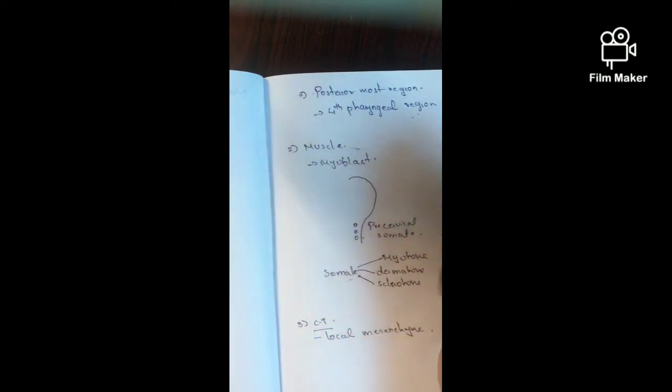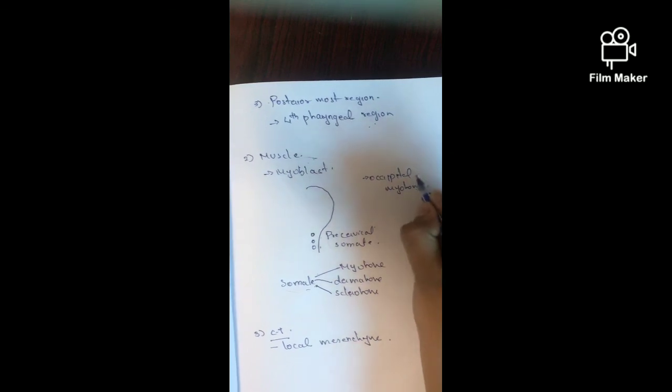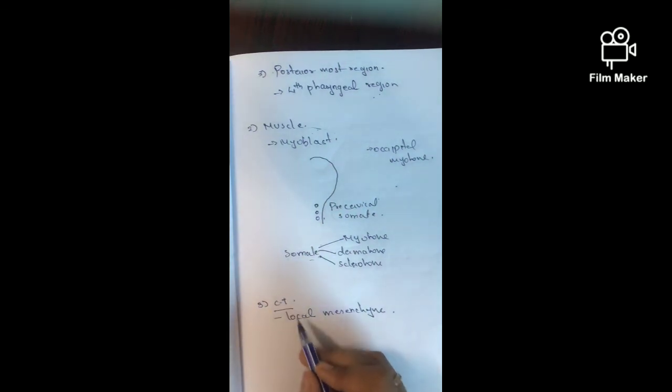It is developed from the occipital myotomes. And they would migrate from there to the future tongue area, and they would also carry the nerve innervation along with them. And finally, the connective tissue is derived from the local mesenchyme.